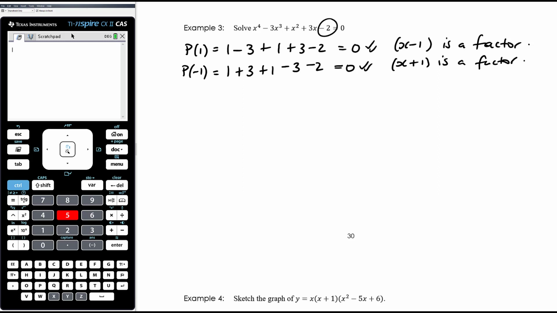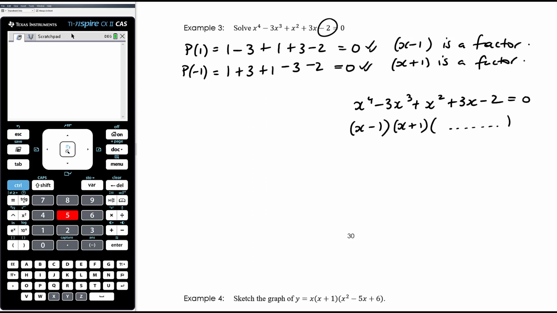Okay, so actually what that means is, again, we don't need to do two divisions here. We now know that x to the power of 4 minus 3x cubed plus x squared plus 3x minus 2 equals 0, we know that x minus 1 is a factor of that, and we also know that x plus 1 is a factor of that, and then we know there's going to be up to two more linear factors or a quadratic factor, okay?